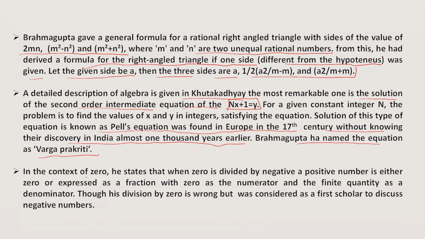In the context of 0, he states that when 0 is divided by a negative or a positive number, the result is either 0 or expressed as a fraction with 0 as the numerator and the finite quantity as the denominator. Though his division by 0 is wrong, he was considered the first scholar to discuss negative numbers.